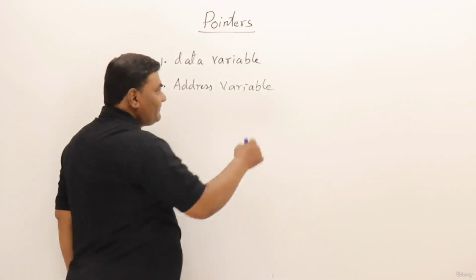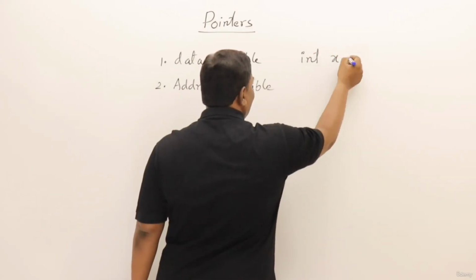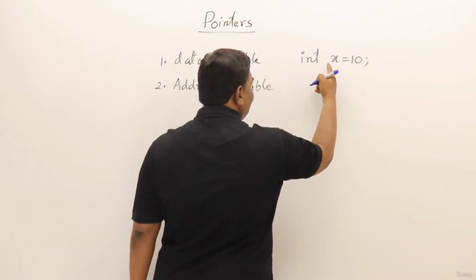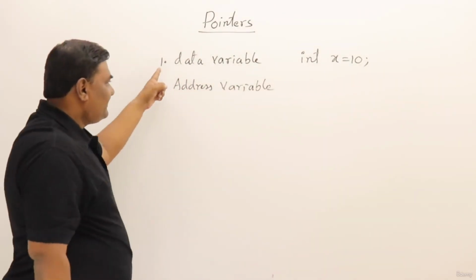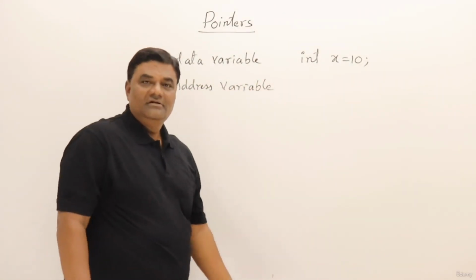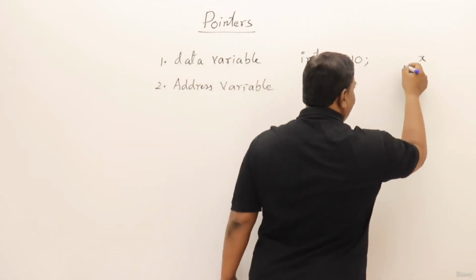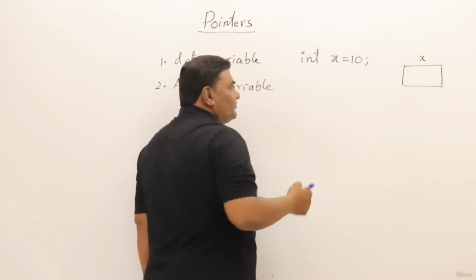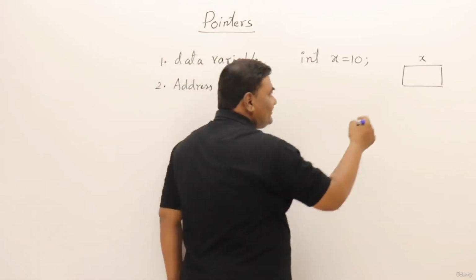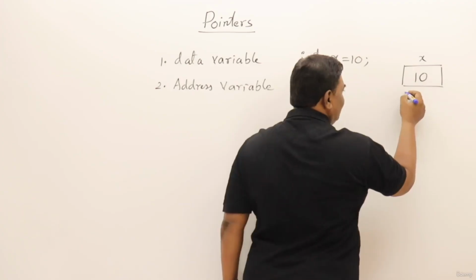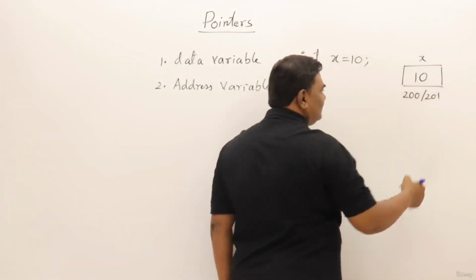So let us see. If I am declaring a variable, say x, and I am storing the value 10, this is an integer type variable x having value 10. That is for storing data, and it's a data variable. And we know well that when we declare variables, they will occupy some memory depending on the size of the integer. So for our discussion, we assume that the integer takes just 2 bytes of memory, and assume that the addresses are 200 and 201.